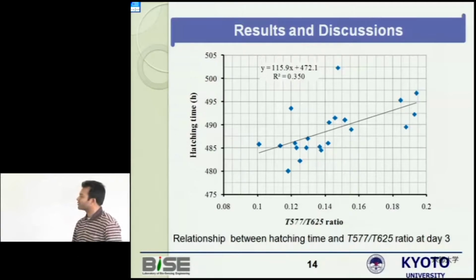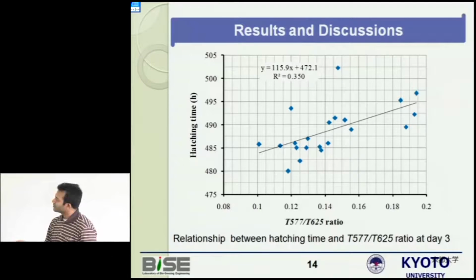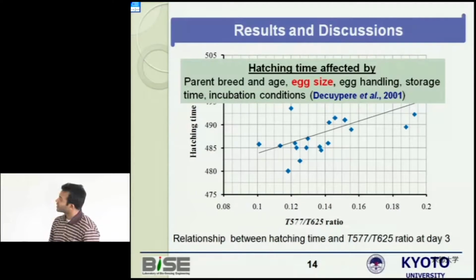And this is the relationship between the T577 and T625 ratio and the hatching time, and we found that this correlation is not strong enough.